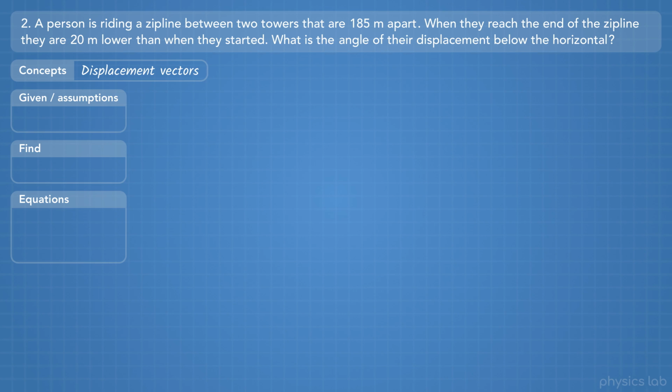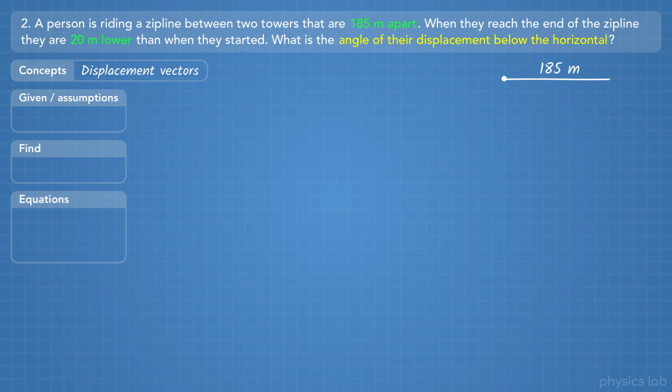Okay, so what information are we given here? A person is riding a zip line, and they have some displacement between the start and end points. Let's draw a dot for the starting point. The two towers are 185 meters apart, so let's draw a horizontal line labeled 185 meters.